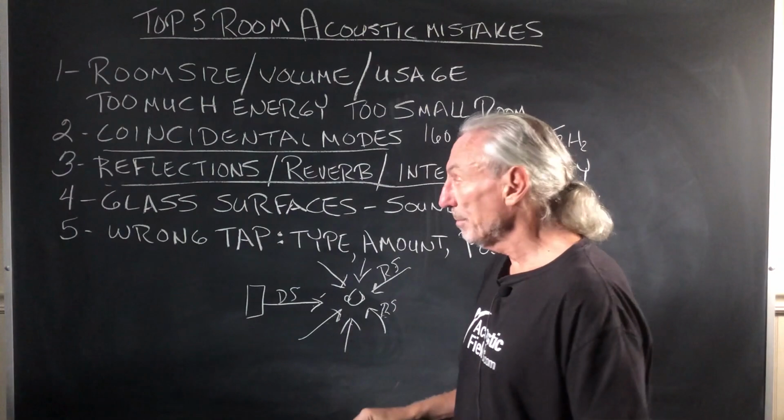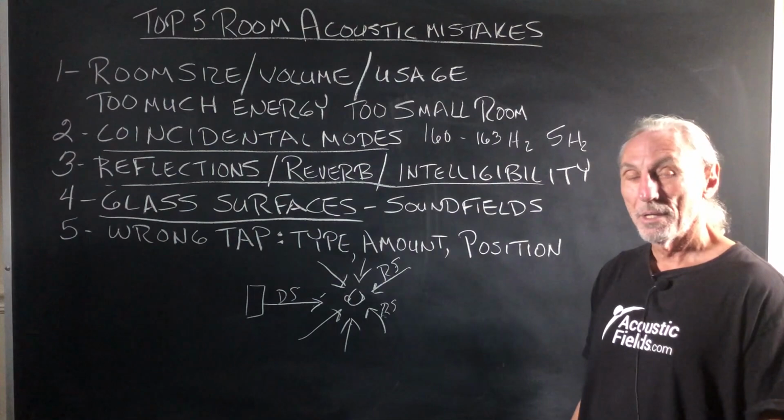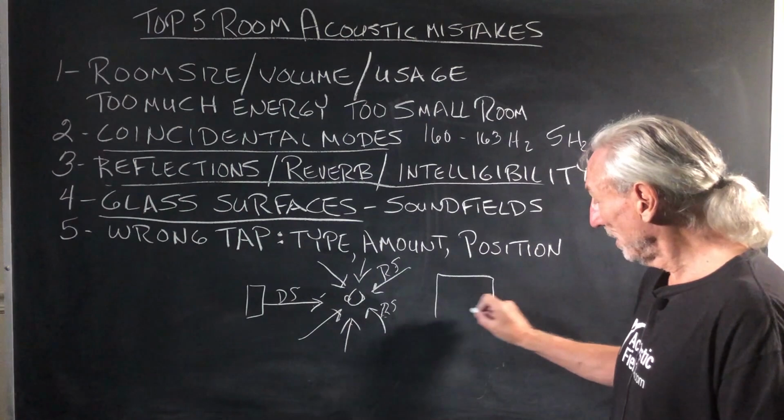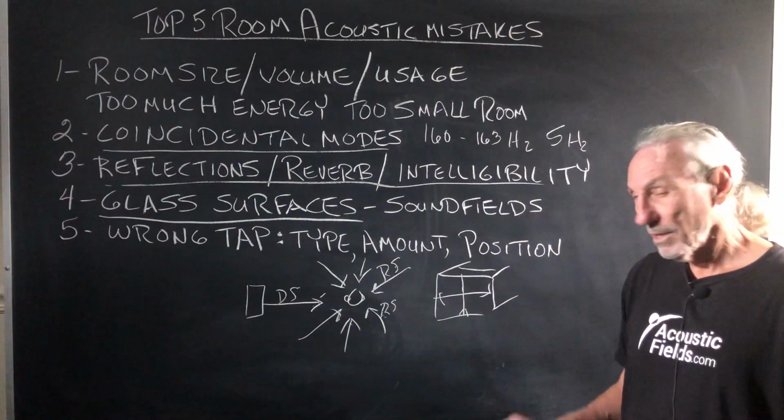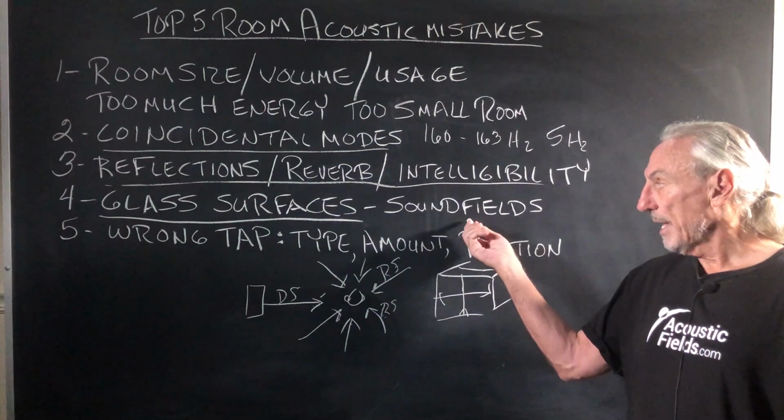Here's another nemesis we always face. Glass surfaces. Within the sound fields, now, the sound fields, remember, we have front to rear, floor to ceiling, and then sidewall to sidewall, okay? So we have three sound fields we have to be careful with and critical about. Keep glass out of these sound fields.